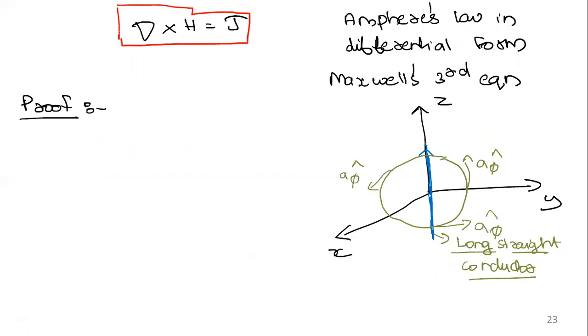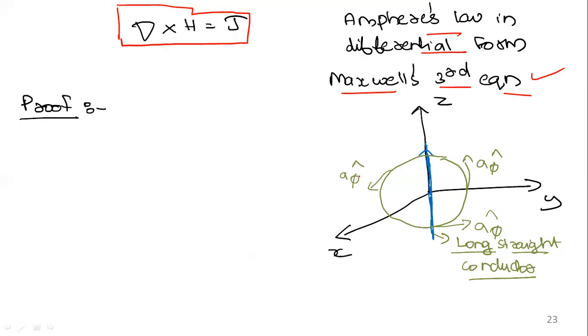This is one relation, and we call it Ampere's law in differential form, or we also call it Maxwell's third equation. Maxwell's first and second equations we have already learned. I will summarize all 4 equations once we finish them. Because normally, if you say to somebody that you know electromagnetics, the first thing they ask is what are the 4 equations of Maxwell? So you get del cross H is equal to J, called Maxwell's third equation.